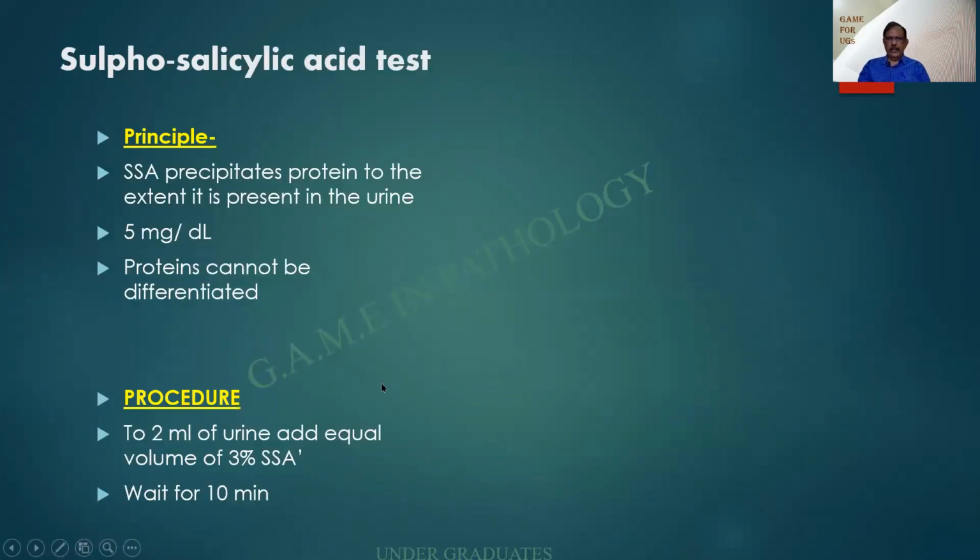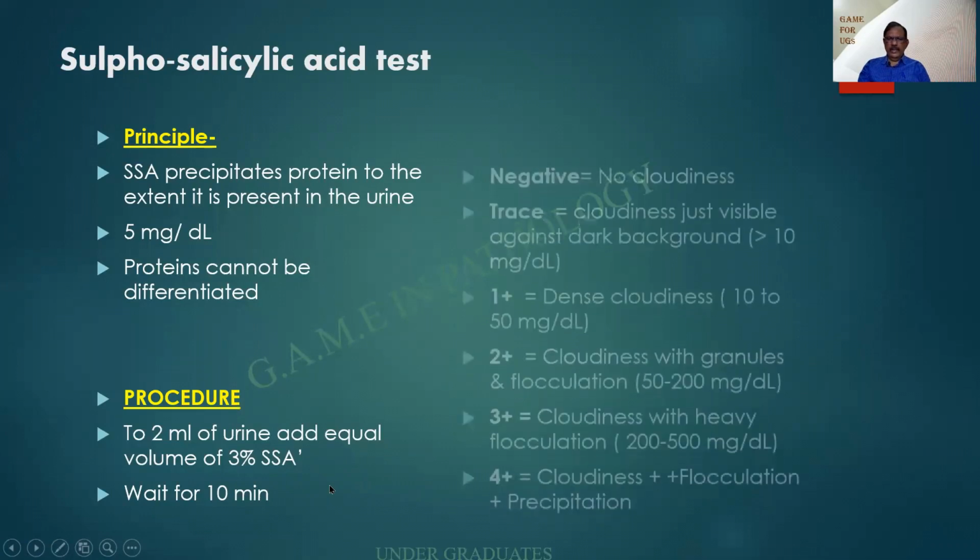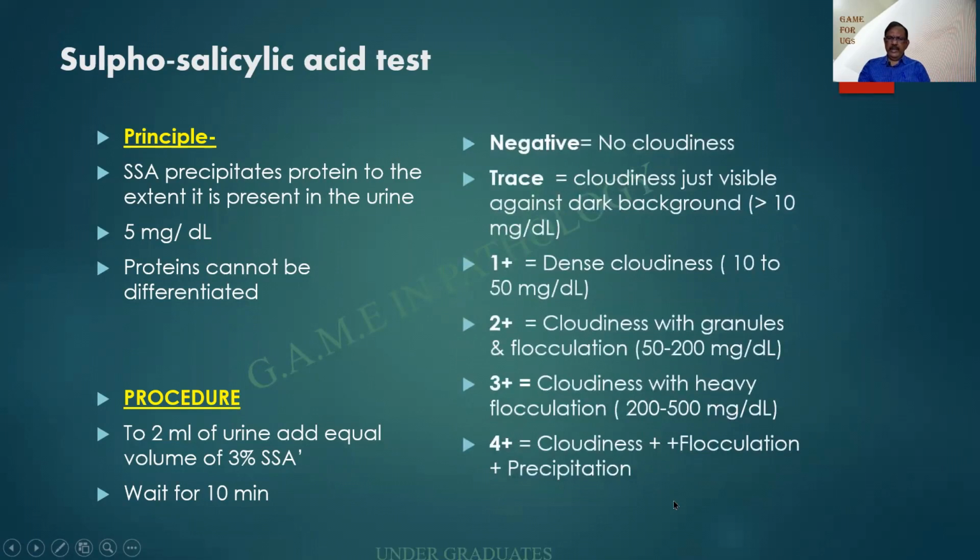Sulfosalicylic acid is another one. The procedure and the principle are given over here. Please read it. And this is the way we grade it. 1+ to 4+. And 1+ indicates 10 to 50 milligrams. 2+ is 50 to 200 milligrams. 3+ is 200 to 500. And 4+ is cloudiness with precipitation, more than 500 milligrams. So this will be the grading.